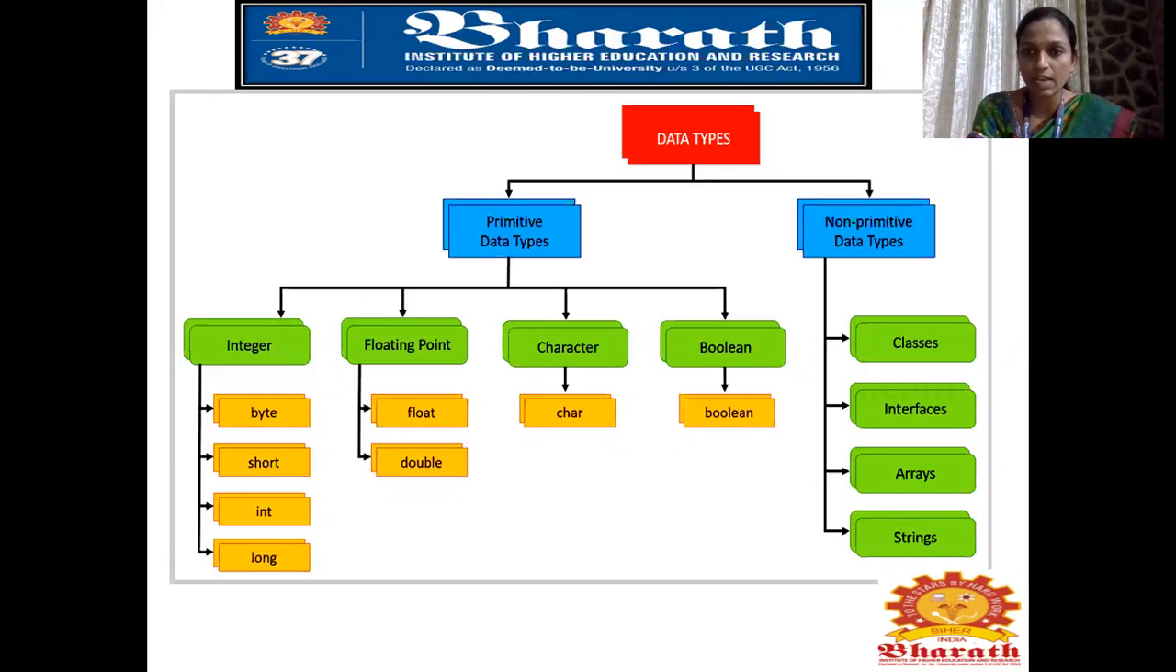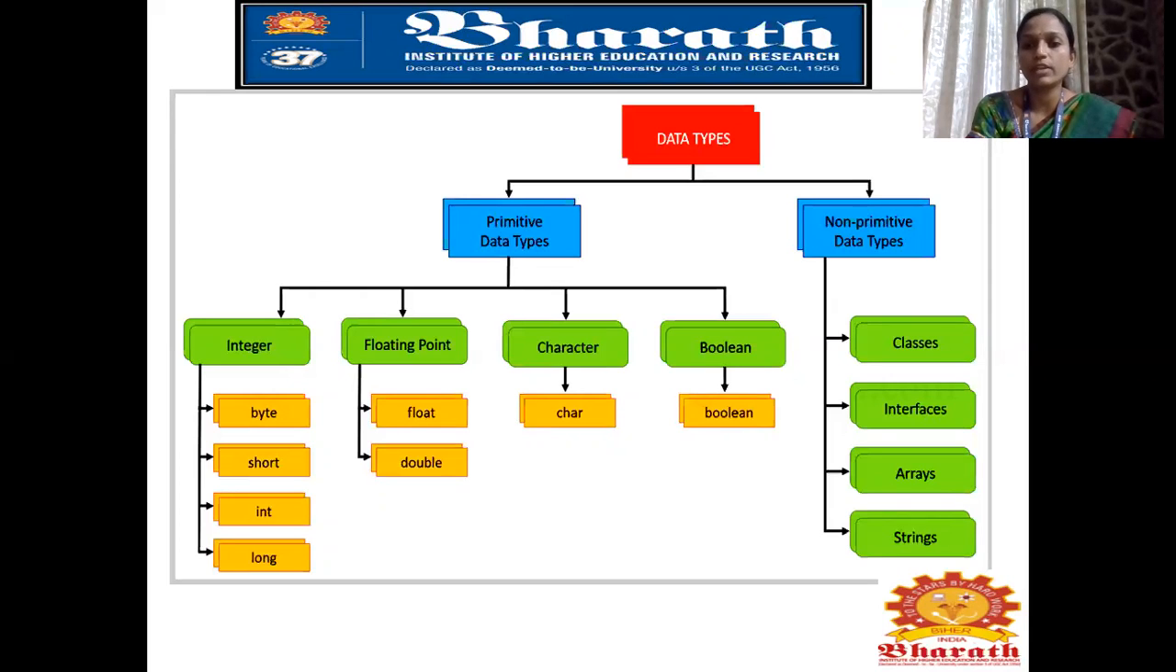Character: if it is an alphabet, we will declare it as character. Character means it's a single alphabet. It should be enclosed in quotation marks, which can be either single or double. Next, Boolean. Boolean means it's either true or false. The output will be either true or false.